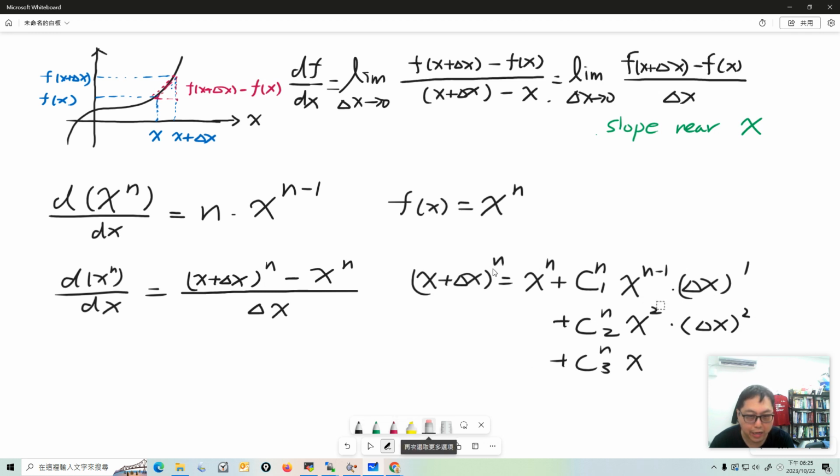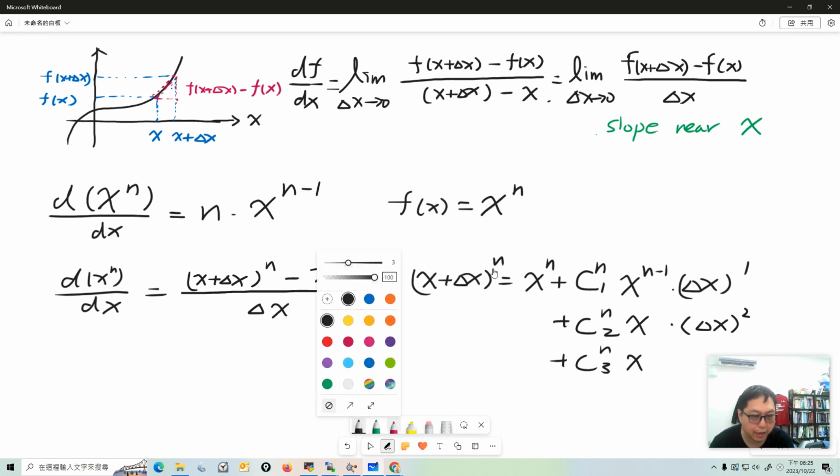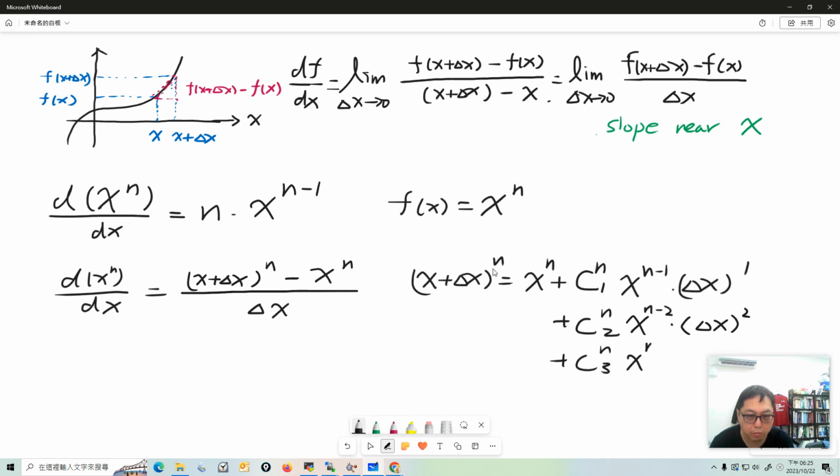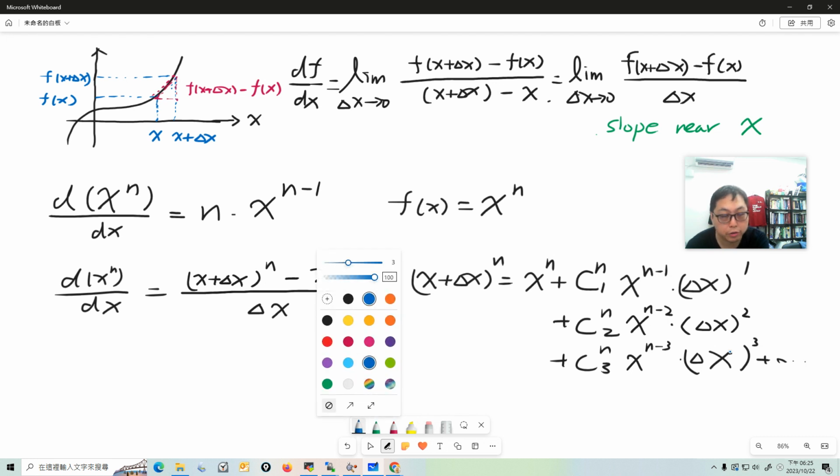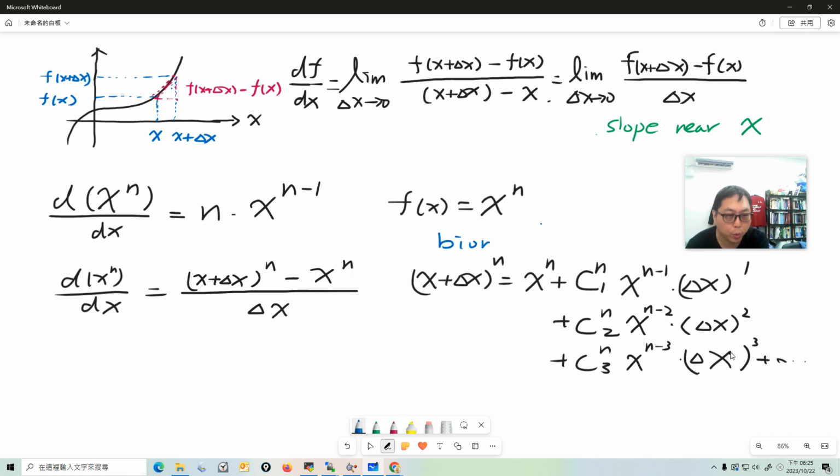x to the n minus 3 delta x to the power 3, and it keeps continuing. This is called binomial expansion. You can Google it. So we just put the binomial expansion into the definition of slope.